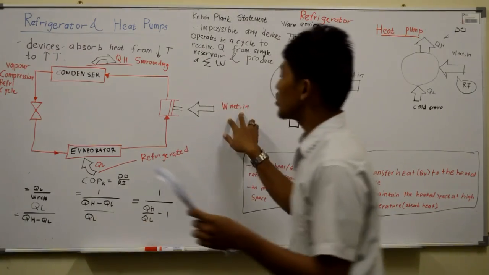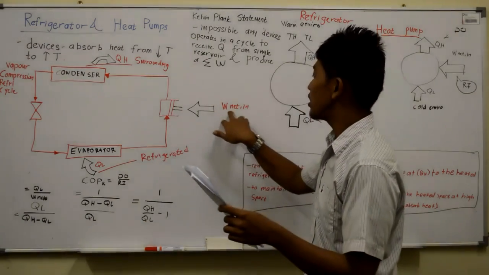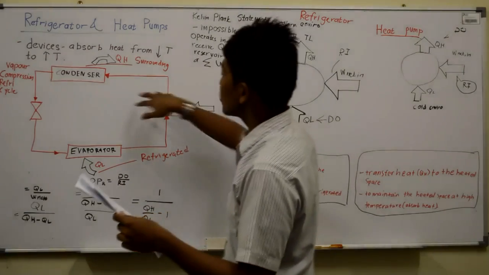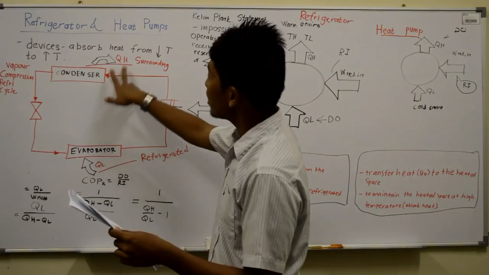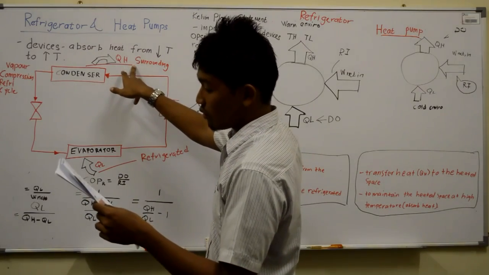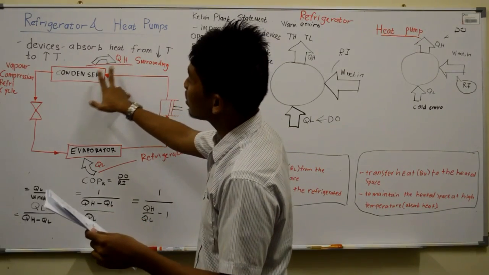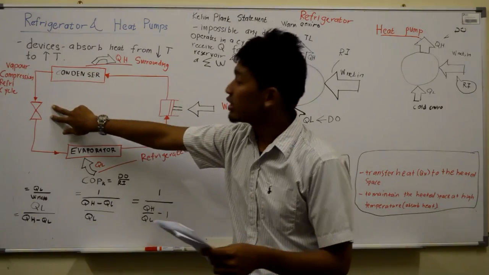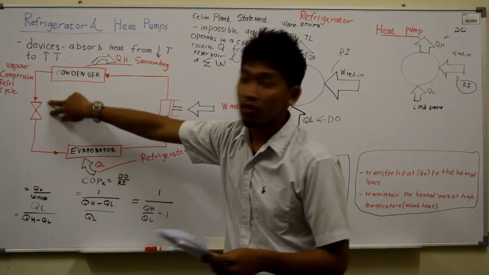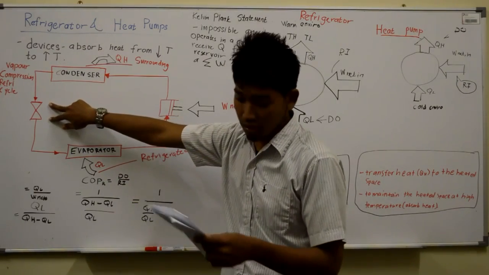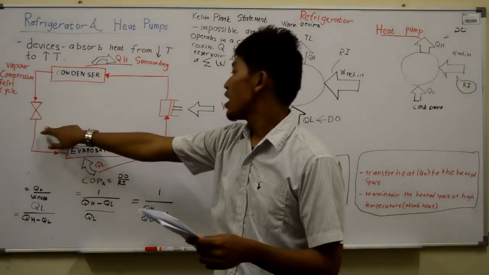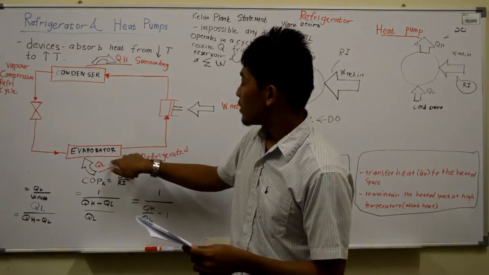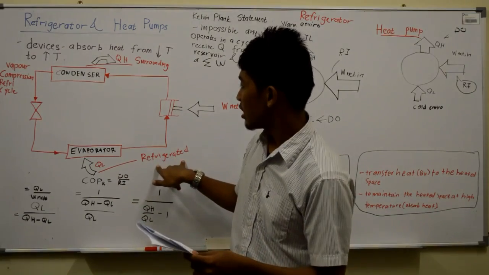This is the compressor, where the work, the net work, is inserted, and then it goes to the condenser, where the high heat is released to the surroundings, and then we proceed to the valve. This valve ensures that it flows in one direction, and no backflow will occur because of the presence of the expansion valve. And then it proceeds to the evaporator, where the lower temperature refrigerated space is.